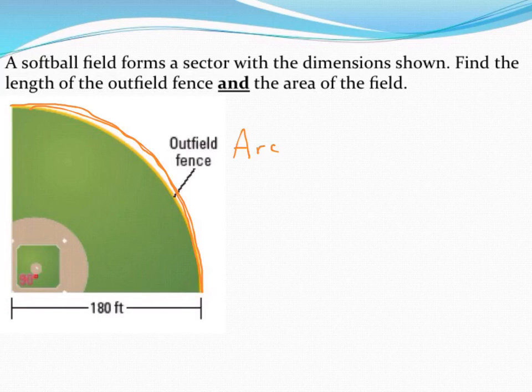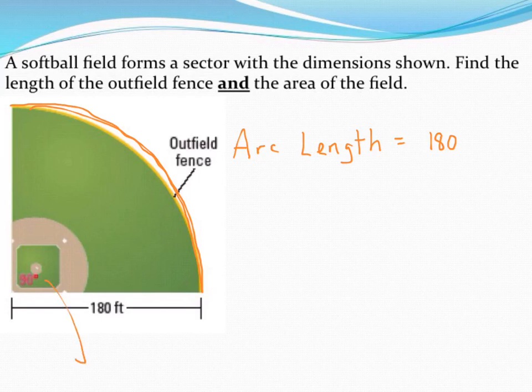To find arc length, if you recall from the previous screen, that formula was the radius, which I can see in this, if I imagine this full circle, the radius is 180, and I want to multiply that by our angle. If you multiply by 90 degrees, you absolutely, positively will get the wrong answer, because this formula, remember, only works if we use radian measure.